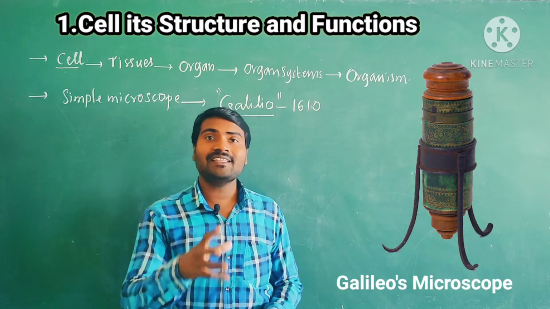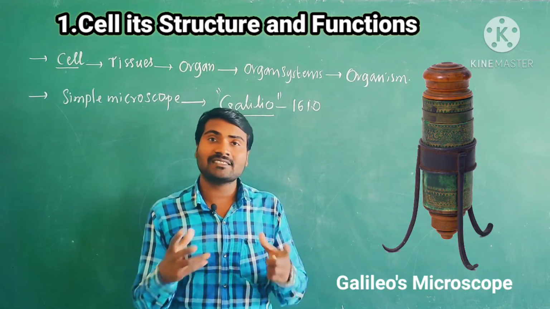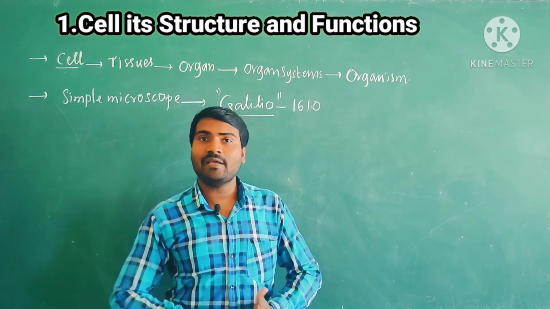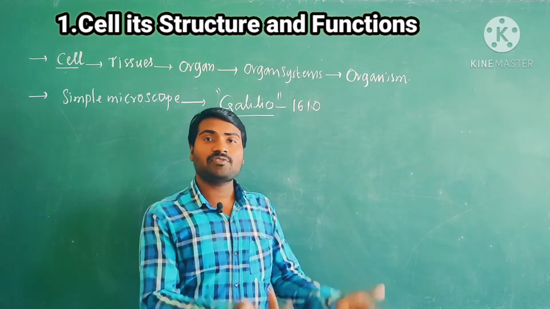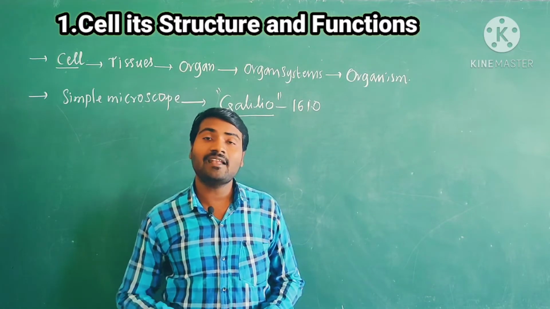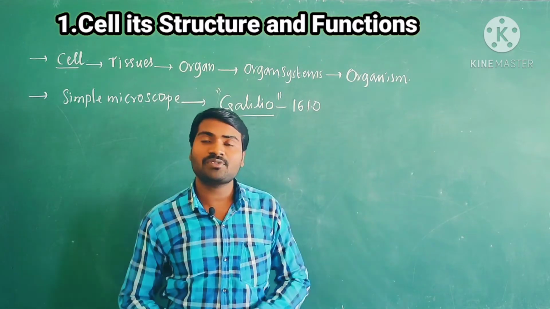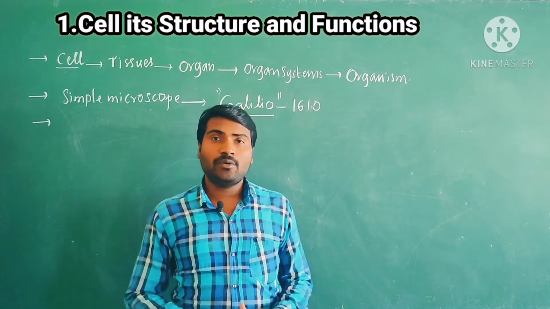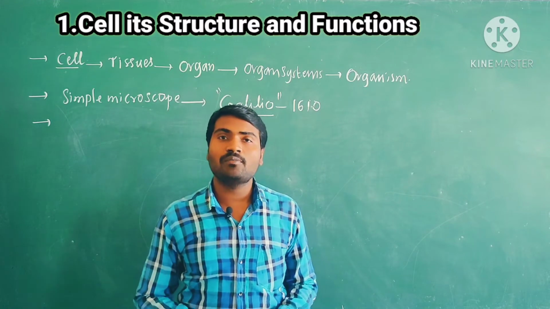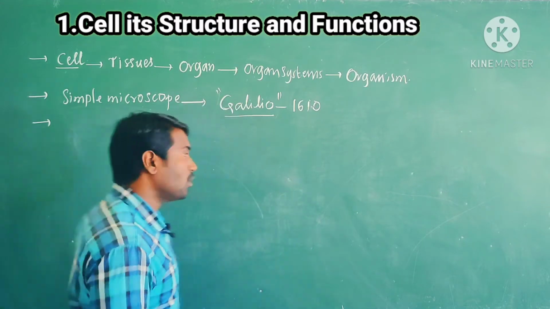By using that simple microscope, it was possible to observe different types of things, different types of particles. Then during this course of observation, they discovered different types of cells. So after Galileo, after the simple microscope, the compound microscope.